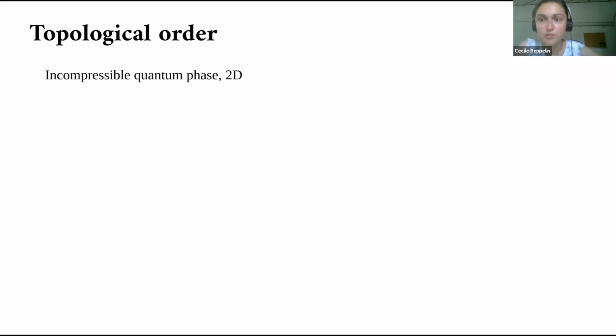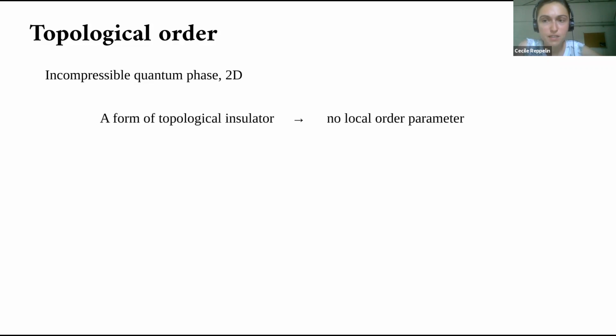Yeah, so topological order. So what do we mean when we say that? So broadly speaking, topological order corresponds to an incompressible quantum phase or a gapped quantum phase. And I'm going to focus exclusively on two-dimensional phases. And I'm starting with that definition because it's going to be much more specific than that, of course. But I'm starting with this because it's important to distinguish topological order from the concept of a topological phase in general. So topological order is a form of topological insulator in the sense that there is no local order parameter that would help you characterize this phase.